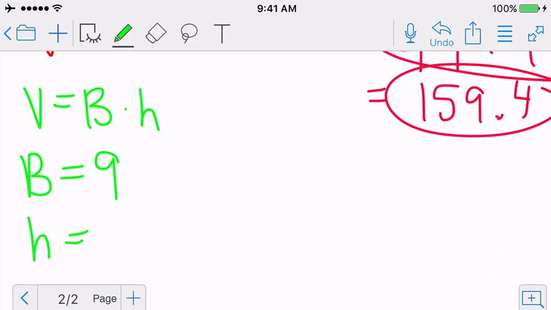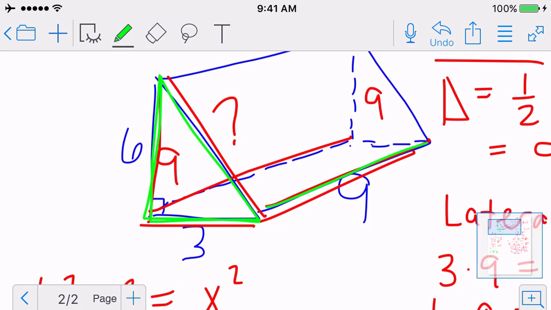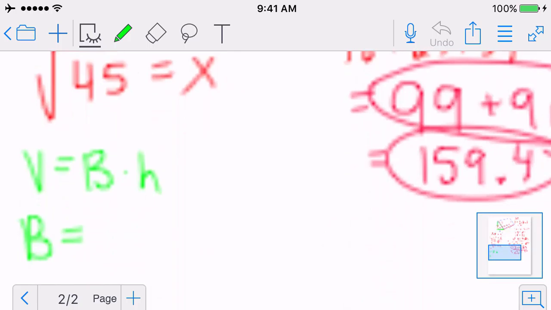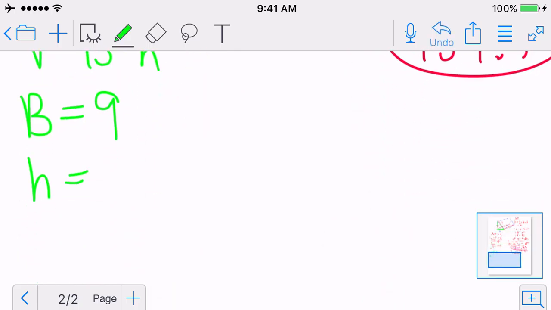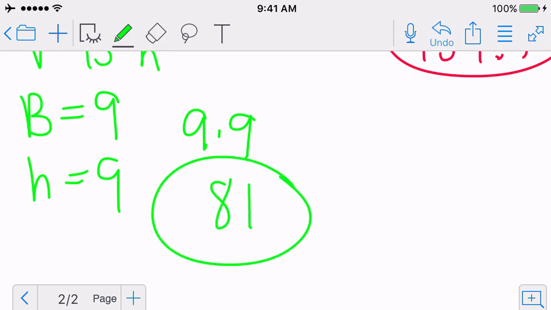And then what is our height? Remember, the height is going to be the length of this lateral side. And we know that that is 9. So that's also 9. So then we need to do 9 times 9, and we get 81 for our volume.